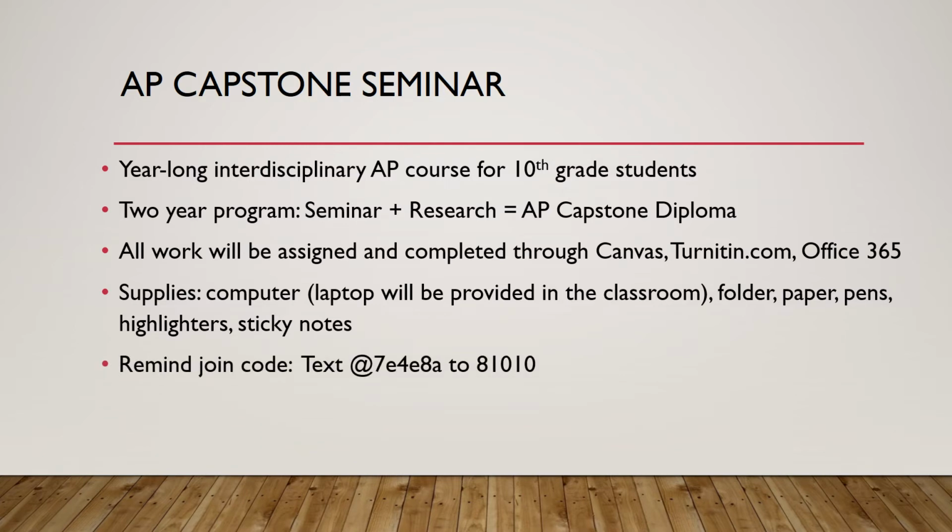Our Remind join code is listed here. And our Turnitin code is here. So if you don't already have a Turnitin account, a lot of sophomores haven't used this before, you just need to go to Turnitin.com and create an account using your email address and your chosen password, and then click the button to enroll in a new course. And then you'll be prompted to put in this class ID and this password, seminar, all lowercase. This is where you'll submit our major papers throughout the year.